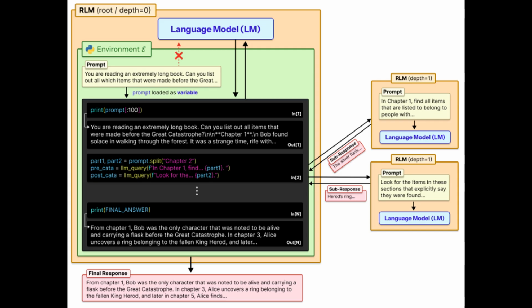I see that in the middle of the diagram, it's using Python code to split the text by chapter markers and then making recursive calls to process each relevant section. That's really clever. And on the right side, you can see these recursive calls in action. The model is asking sub-questions about specific chapters or sections, essentially breaking down the large problem into manageable chunks. Let's take another look at this diagram. What's particularly interesting is how the model is actually writing code to help it process the text. It's using print statements to examine parts of the text and split functions to break it into manageable pieces.